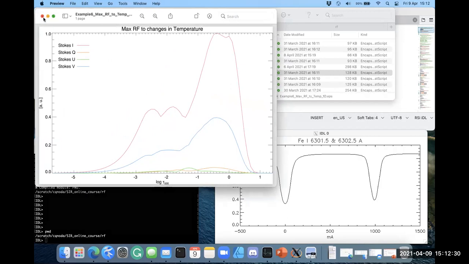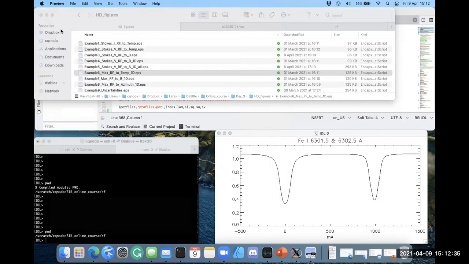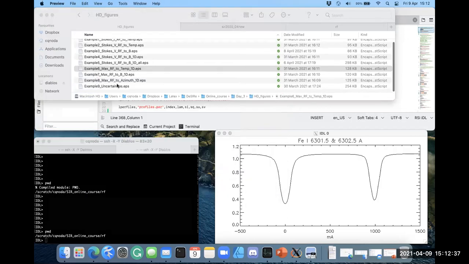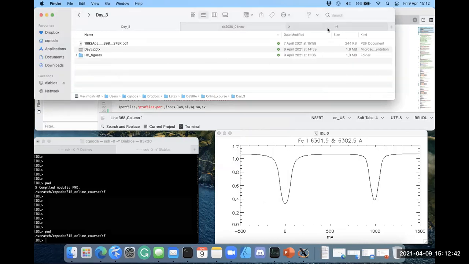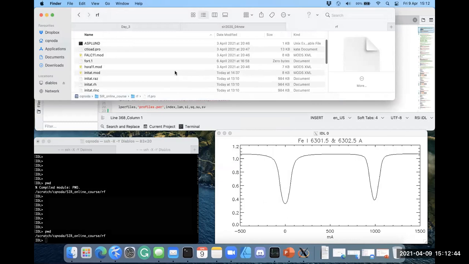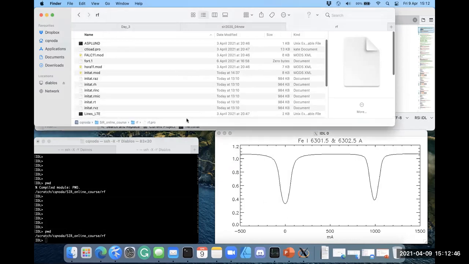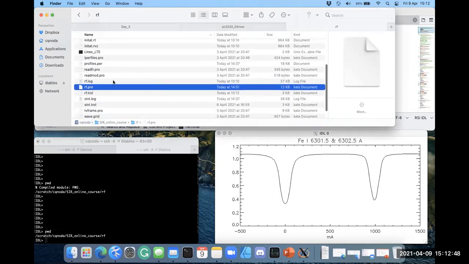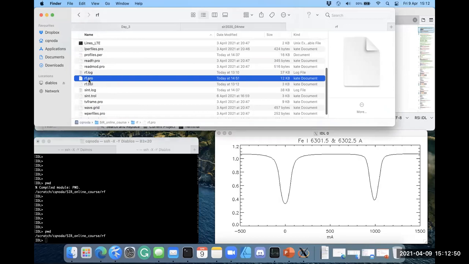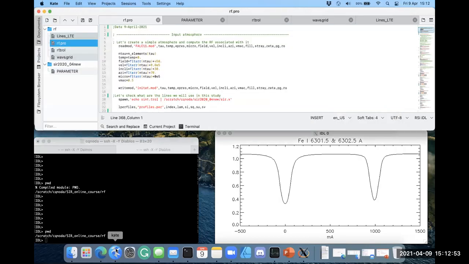So the idea is that even if you don't want to run the code, you can follow the class, and then you can go to this folder and check the plots in detail. Okay. So then let's go to this folder that I will share with you. And here we have several files. And the important one that we will start using is this rf.pro. Okay, so I have it here. And the first thing that we are going to do is to start from a previous class.